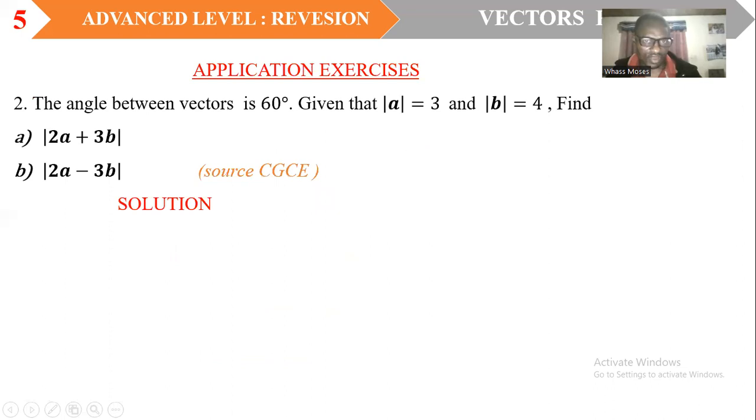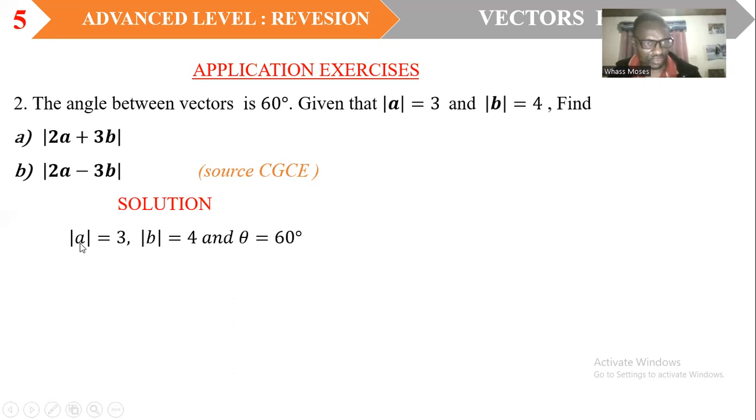Next application question, which is question 2, still taken from a past GCE question. It reads, the angle between two vectors A and B is 60 degrees. These are the vectors A and B. Given that the magnitude of vector A is equal to 3 and the magnitude of vector B is equal to 4, find A, the magnitude of the vector 2A plus 3B. B, the magnitude of the vector 2A minus 3B.